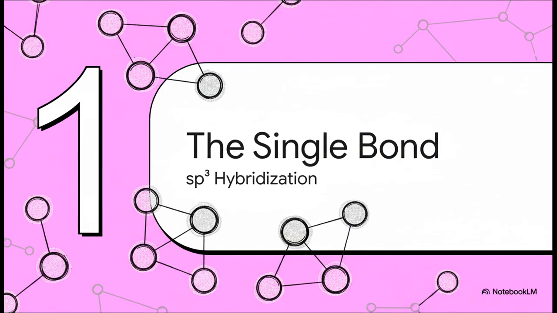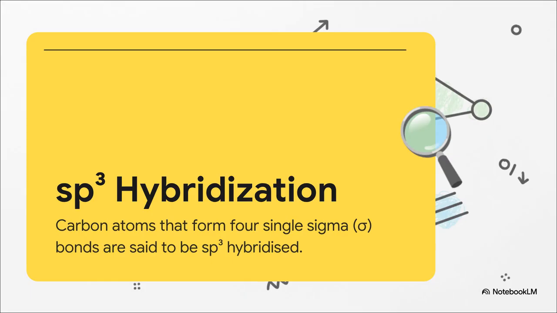Okay, so let's dive into the first level of our architectural build. We're going to start with the most fundamental connection carbon can possibly make, the single bond. So when a carbon atom uses all 4 of its hands to form 4 separate single bonds, it creates this incredibly strong and stable structure. Each one of these connections is a direct link called a sigma bond. Think of it like a super strong rivet holding the whole thing together. And this super stable arrangement has a name, sp3 hybridization.